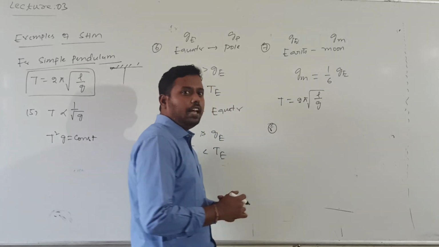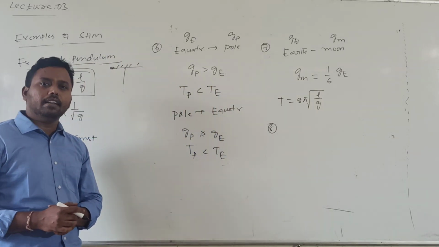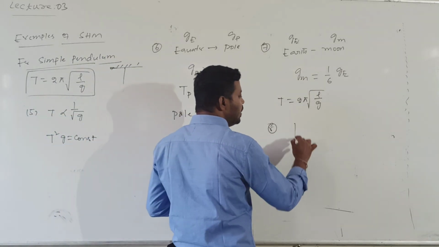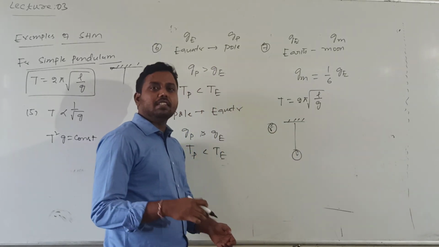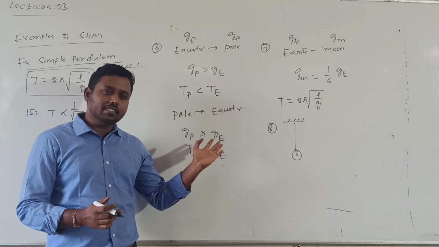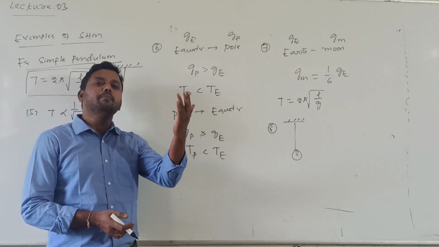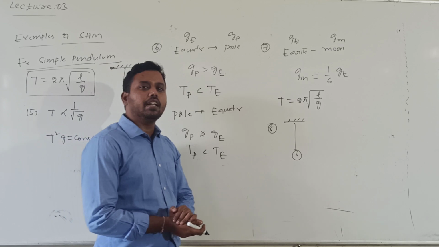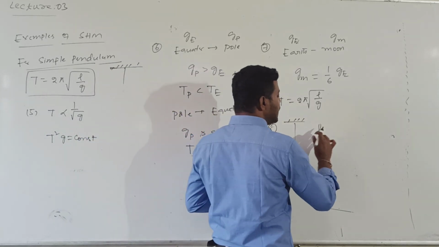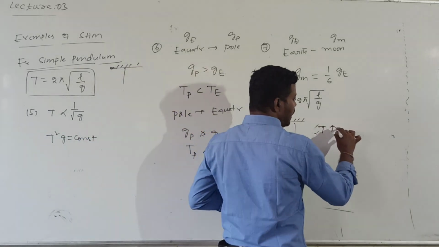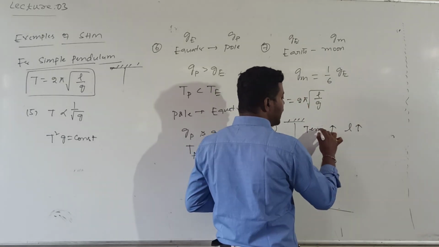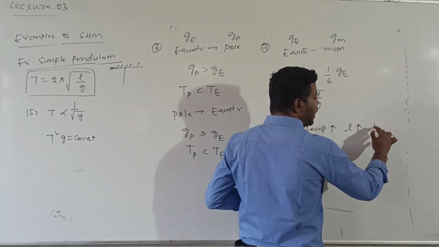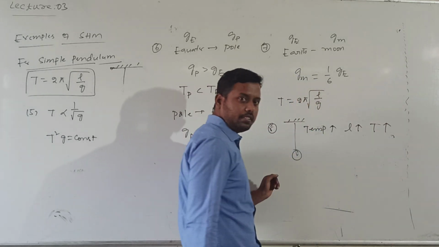For example, a pendulum clock is made up of metal. Pendulum clock, you know that. So that pendulum clock is made of metal, and because of thermal expansion, which we already discussed, in the summer season the temperature increases, so the length value increases. With increasing temperature, length increases, and the time period value increases.